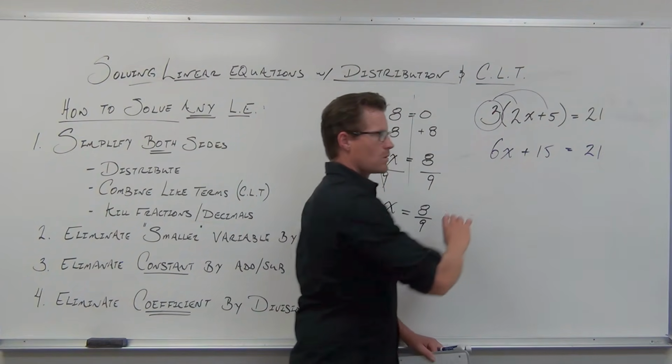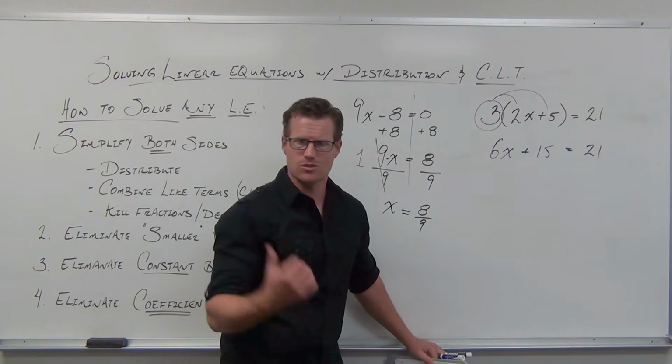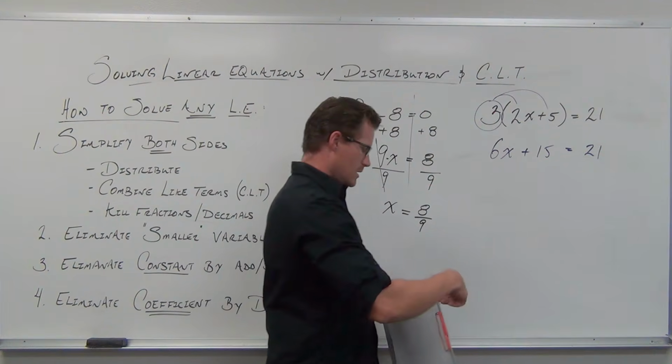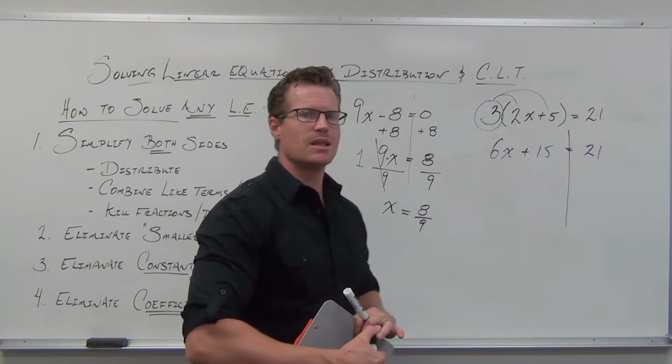Step 2, we look for if this has 2 variables. Right now, well, we don't. We just have 1 variable. That's great. We're done with step 2. Now we go on to step 3. In step 3, we're going to look at this and we're going to eliminate the constant.